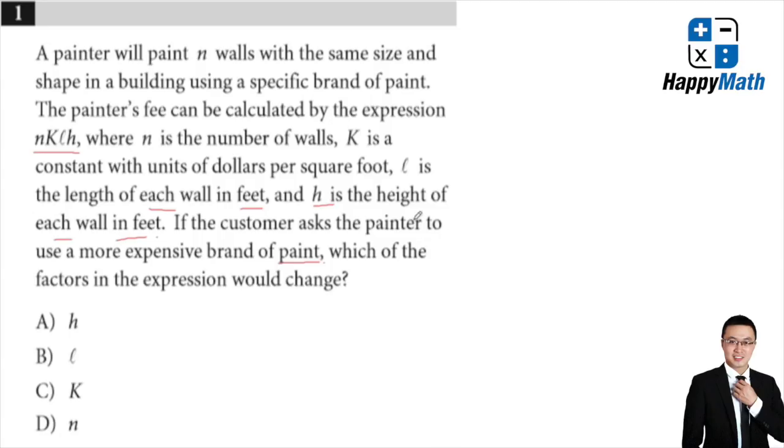It means you have to use a more expensive paint. Expensive is about money, so only k is for money, in units of dollars per square foot. So I will choose k. L and h are only about the size of the words, and here the words are the same size, so they cannot change the cost or the money being charged.